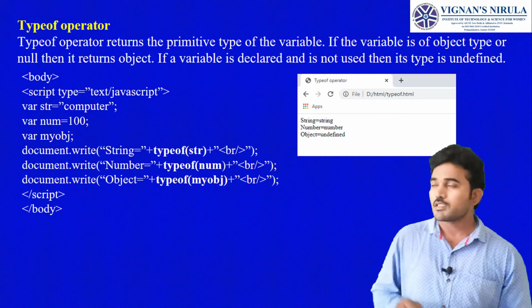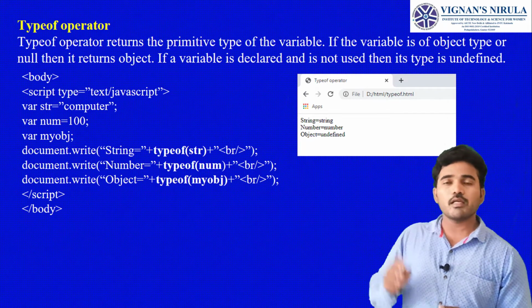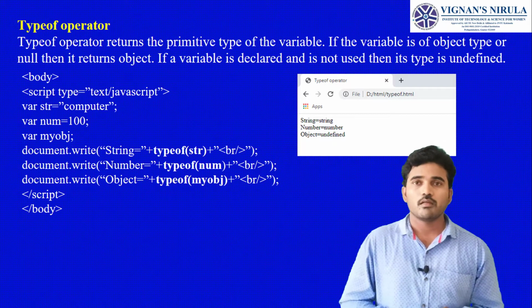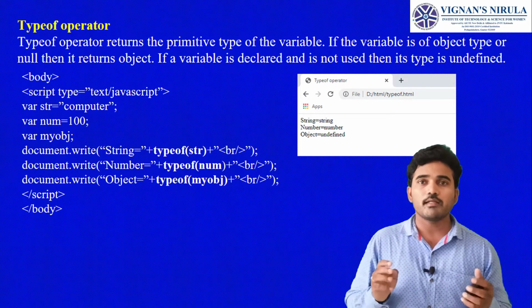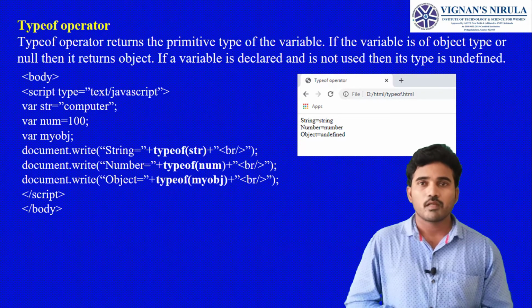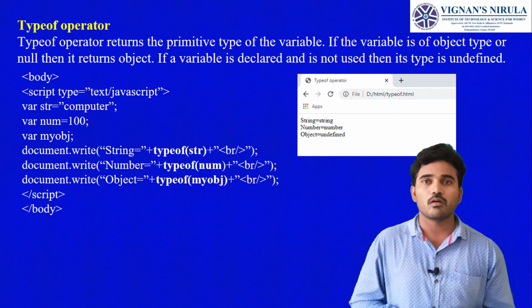Why? Because see there, whenever you are declaring that var myobj, there is no value assigned to that one. So then it is an undefined variable. Understood? That is about the typeof operator.